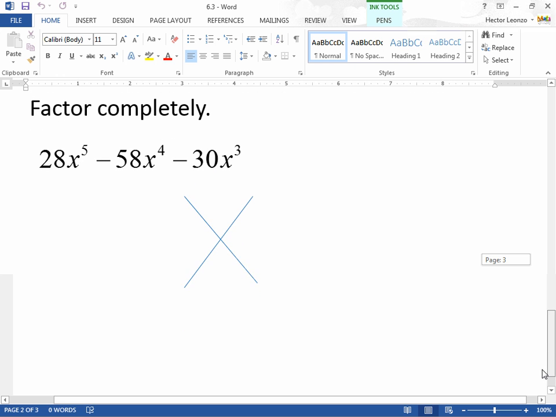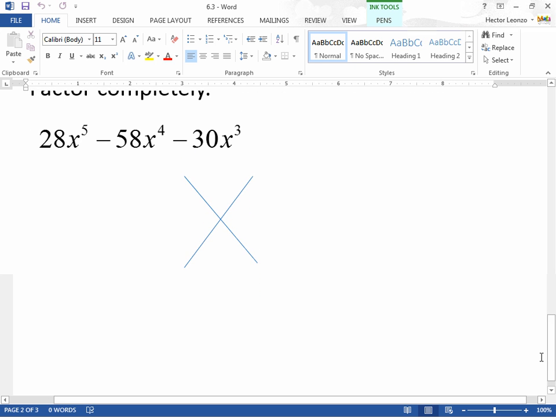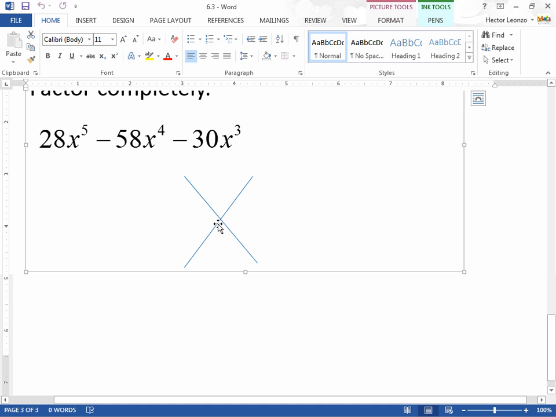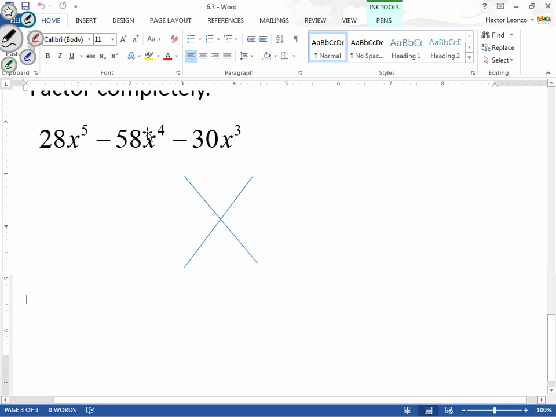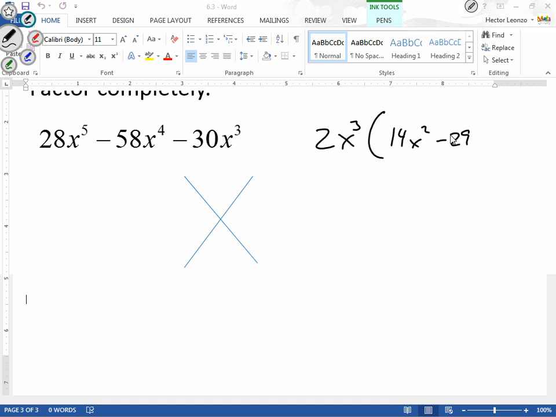Factor a trinomial. The leading coefficient is not 1, and my numbers are kind of big. When they are kind of big, probably we have a greatest common factor. Looking at all these numbers, I can divide them all by 2. So let me put my 2 out. When it comes to x's, I can factor out an x to the third. All right, so let's factor a 2x cubed from all of them. So I'm going to have 14x squared minus 29x minus 15. Yeah, there's nothing else.